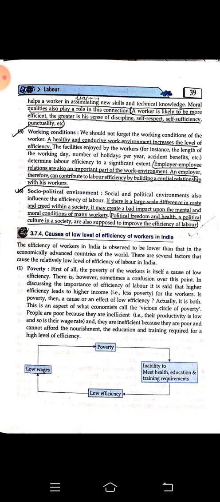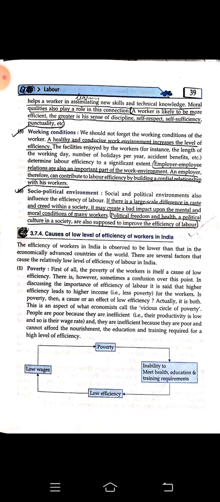Socio-political environment. Socio means, here they are trying to tell us that if in the factory there is higher caste, lower caste, religious differences, okay, like you are so and so caste, you cannot work here, go to the last machines, if this kind of thing is there, then that means the production will get hampered.